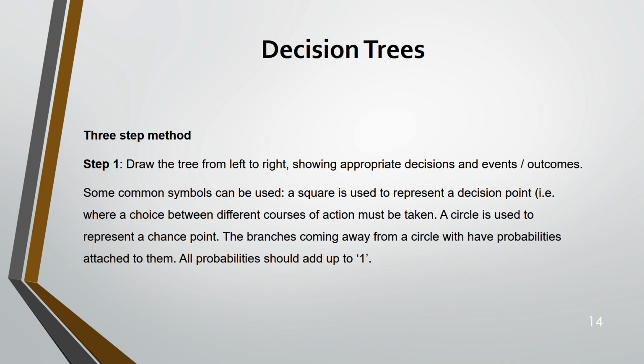There you will see a square. Square is your decision point. Okay, that means between different courses of action you will make a choice. What is a circle? A circle represents a chance point. From that circle come many branches, and you will give a probability to each. For example, the chance of me failing if it rains. So rain is one decision, then rain, not rain, then when it rains, failing, passing; not rain, failing, passing. You have to assign probability.